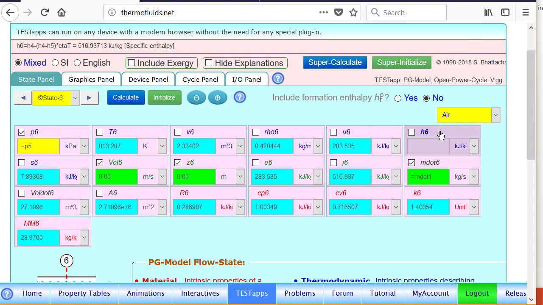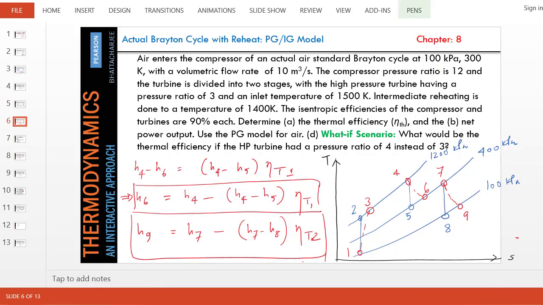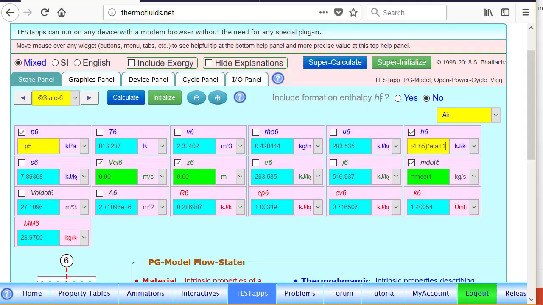The enthalpy is going to be eta of turbine 1. So notice my enthalpy formula is H4 minus H5. Again, I have already, just to show you my cheat sheet, developed the enthalpy relations for H6 and H9 using the turbine efficiencies. So I'm basically cutting and pasting these formulas in this space. So H6 is now known, therefore state 6 is calculated.